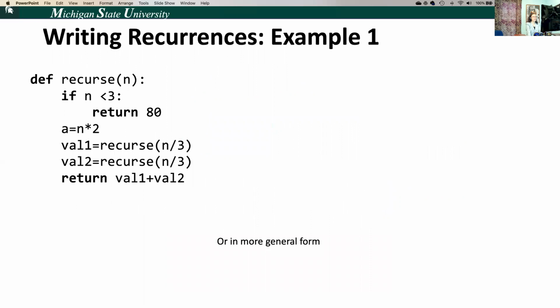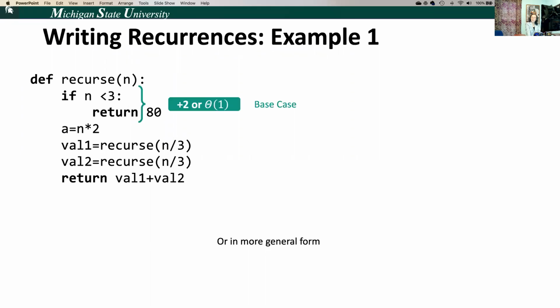Let's get you a little bit into thinking. Here's an example, very dingy recursive function, recurse, n is being passed. If n is less than 3 for some odd reason, we are returning 80. Who cares? That's a recursive algorithm. Let's not judge what it's written for. And then I have this variable called a. I'm multiplying n by 2. And then, it's there for a reason. Who knows why? Doesn't matter. Then we have value 1, recurse n divided by 3. Value 2, recurse n divided by 3. Return the value by adding val 1 to val 2.